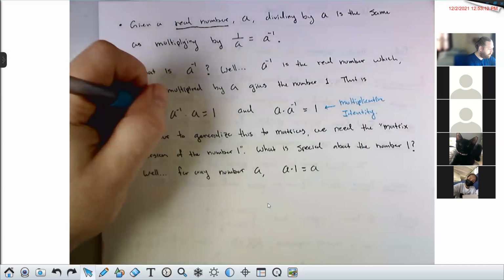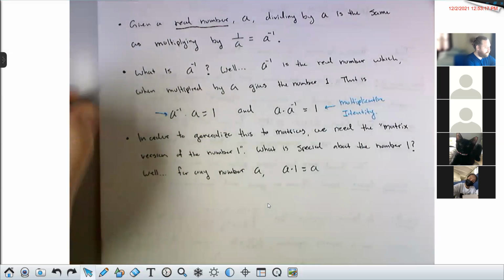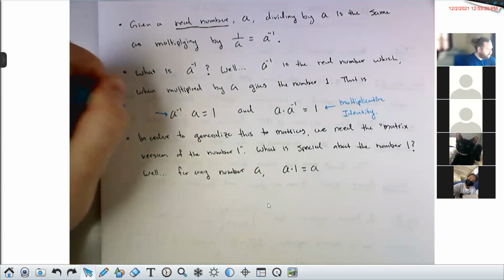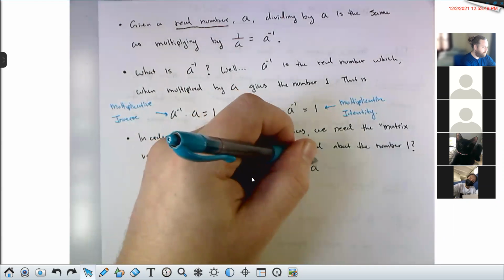Just for fun here, the abstract algebraic terminology for this reciprocal, a to the -1, is called the multiplicative inverse. So the multiplicative inverse is the thing you multiply the original thing by in order to get 1, which is the multiplicative identity, because if you multiply anything by 1, you get that thing back. This is the property that I really want my matrix 1 to have.